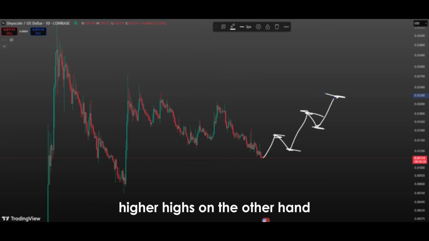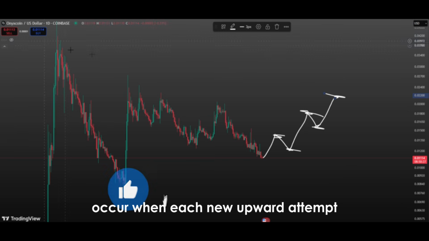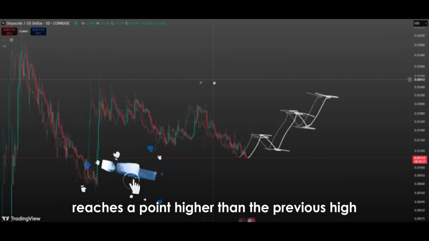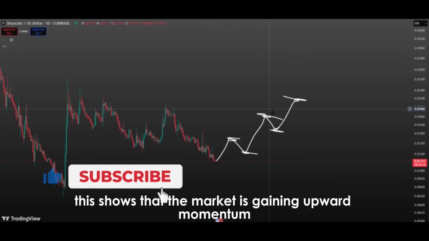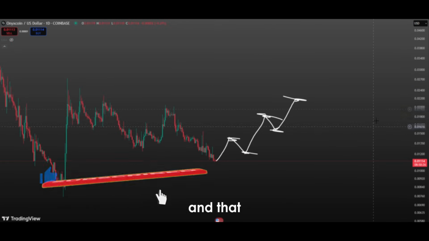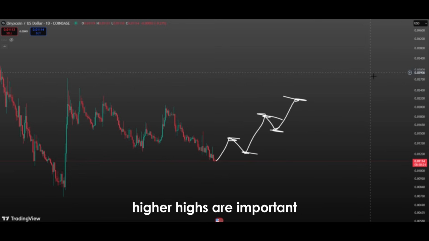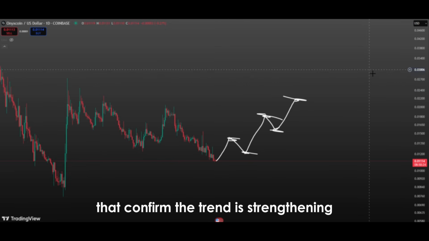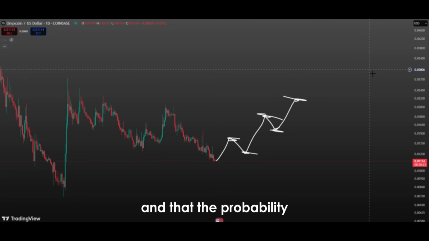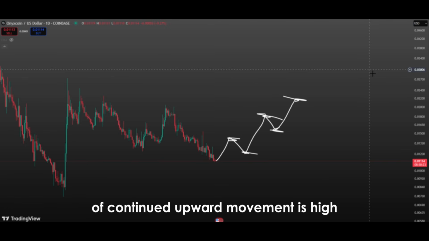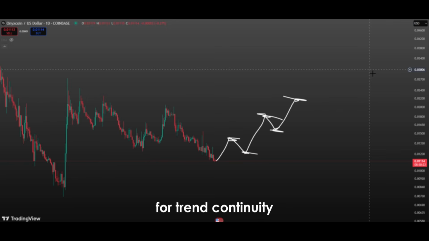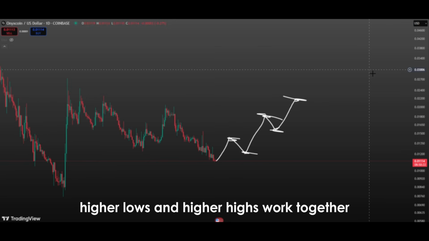Higher highs, on the other hand, occur when each new upward attempt reaches a point higher than the previous high. This shows that the market is gaining upward momentum and that buyers are consistently pushing the price higher. Higher highs are important technical indicators that confirm the trend is strengthening and that the probability of continued upward movement is high. For trend continuity, higher lows and higher highs work together.